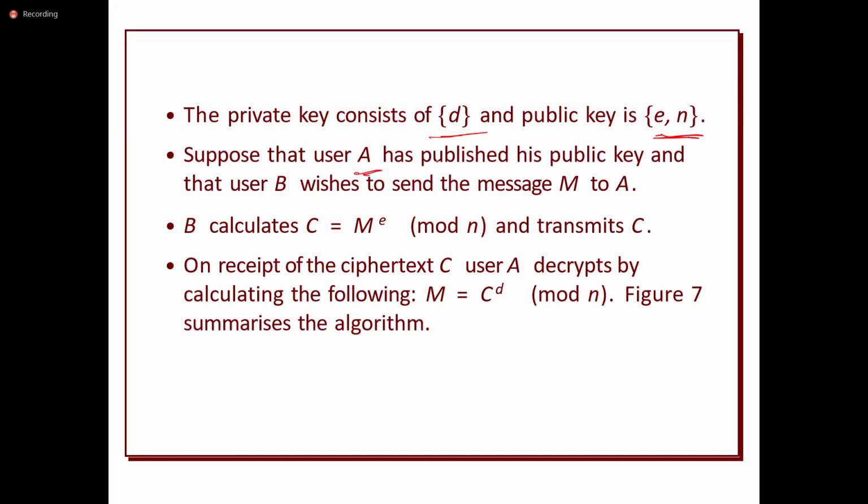So user A has published his public key and B wishes to send a message. Here Bob would like to send a message to A. Then A has to create the keys, the public key and the private key. The one who wants to send the message will not create any key, but the one who wants to receive the message has to. Before receiving the message, the receiver first has to send the public key so that the sender can encrypt the message and transmit the ciphertext over the network.